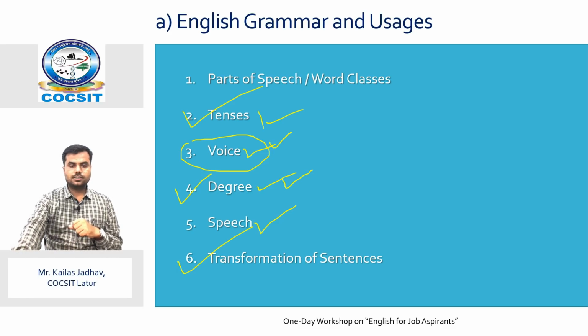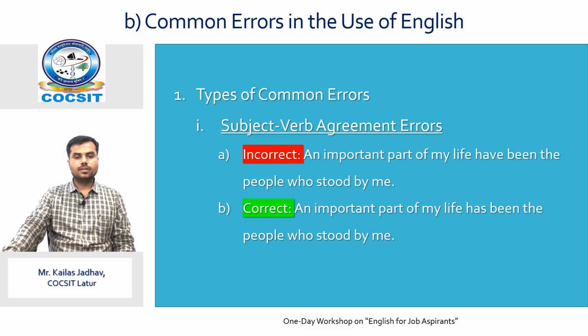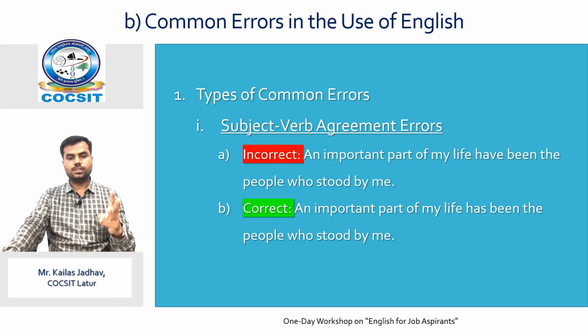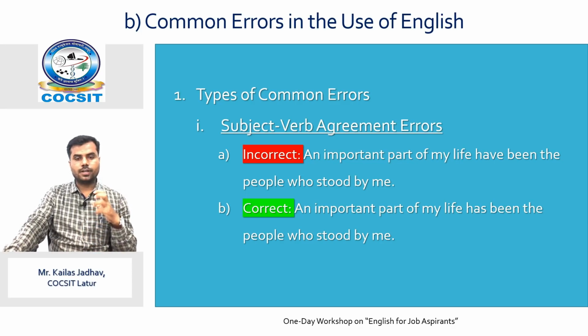Okay, so the next point is B, the second point of my session, that is common errors in the use of English. As I told you, there are three sections in the second session of this workshop. The first session was about English grammar usage. Now the second session is about common errors in the use of English.